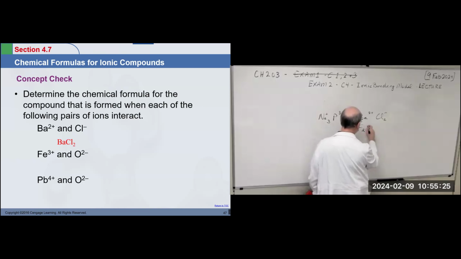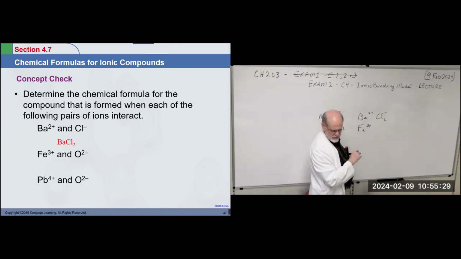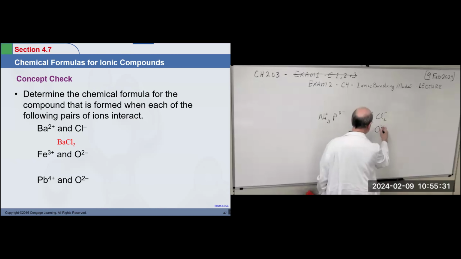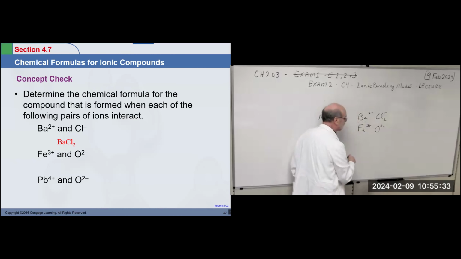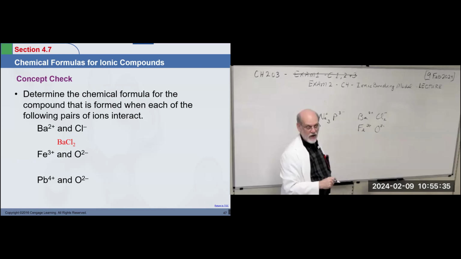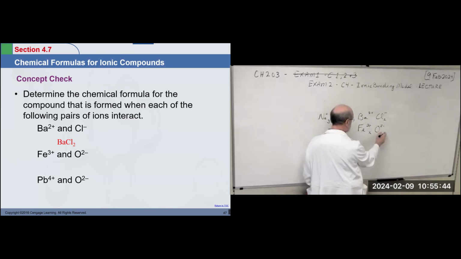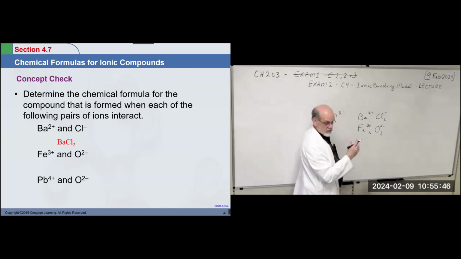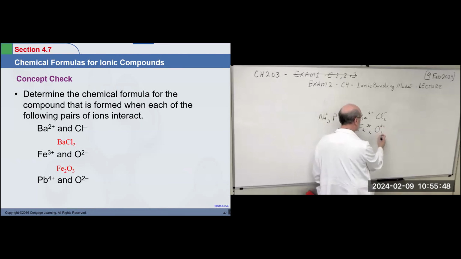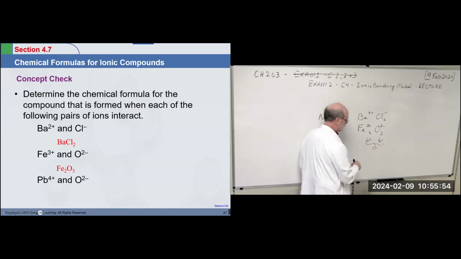This one might be a little tricky. If we have iron with this charge and oxygen with a 2- charge, how do you get that to balance, an odd and even? The easiest way is to cross multiply. Just take that 2 over here, take that 3 over here. Then you can check yourself. 3 times 2 minus is 6 minus, and 2 times 3 plus is 6 plus. So the net is 0.